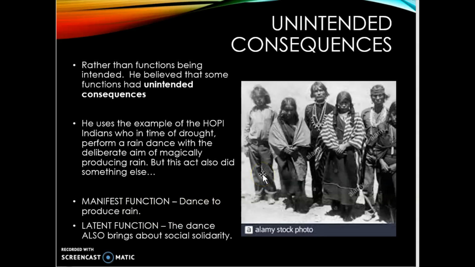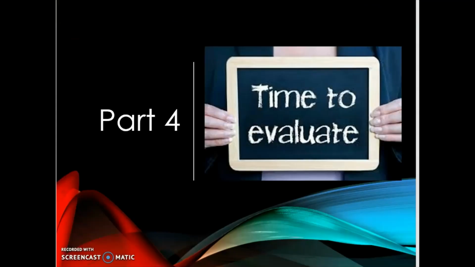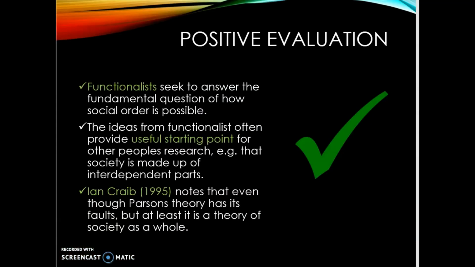Okay, so just to summarise, Merton has criticised Parsons, rips him to shreds. He also talks about strain theory, and he also talks about how some functions have unintended consequences, so they do more than one thing. Okay, so your final part is to evaluate, and you might not have evaluated as you go through, so we're going to come up with some evaluation. Okay, so let's start off with the positive evaluation.